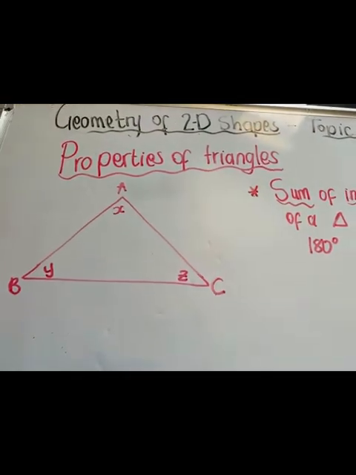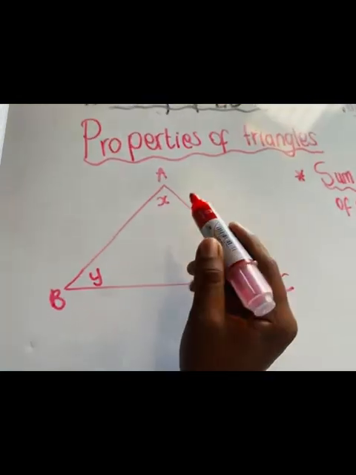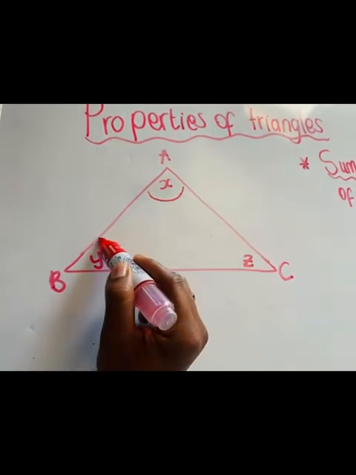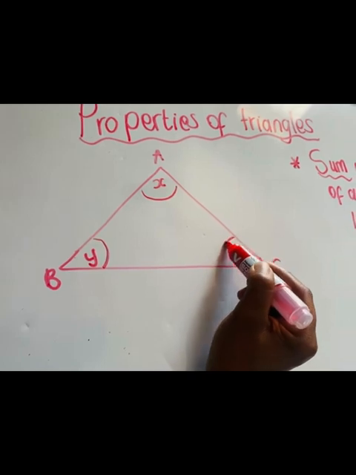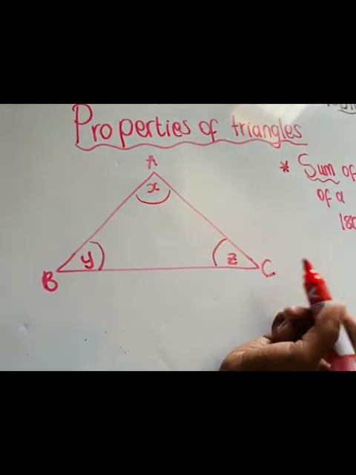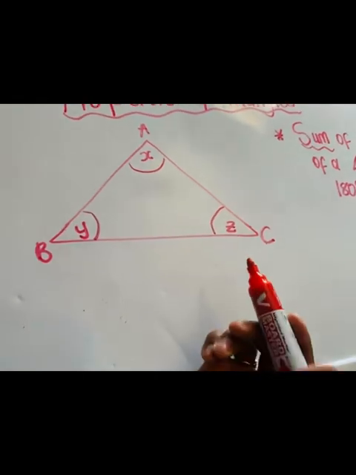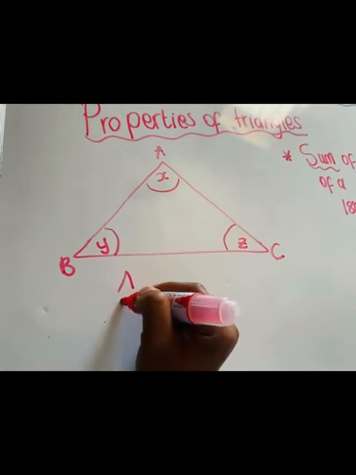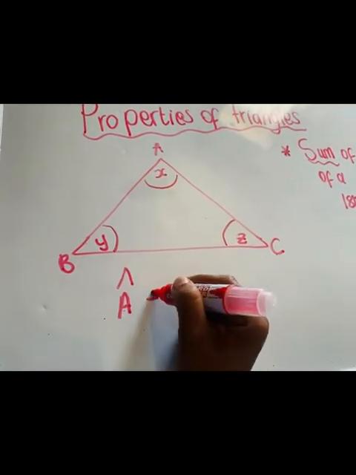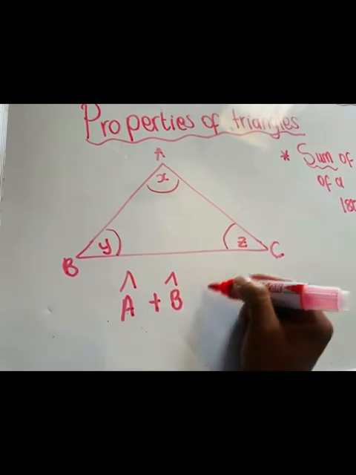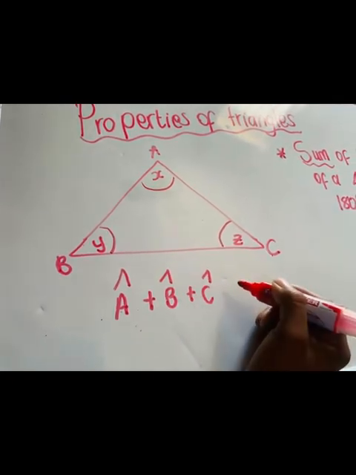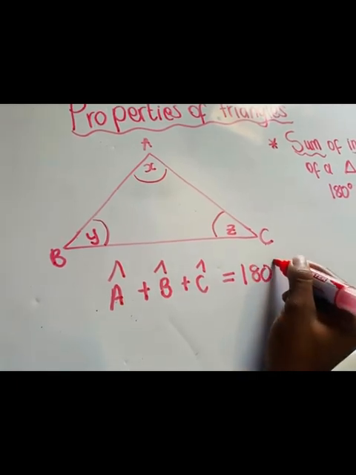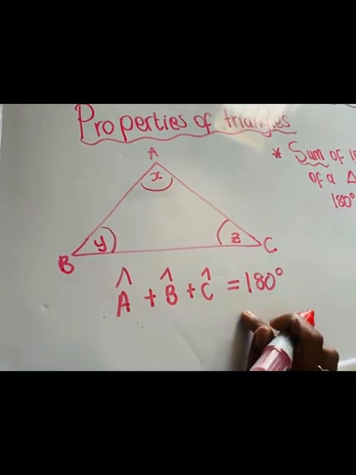Right, what does this mean in a mathematical form? It means that the angles inside this triangle, there are 3 of them, and when I add these 3 angles, they must give me 180 degrees. Meaning, angle A, which is equal to X, plus angle B, which is equal to Y, plus angle C, which is equal to Z. When I add them, they must give me 180 degrees. Now, this is a statement.